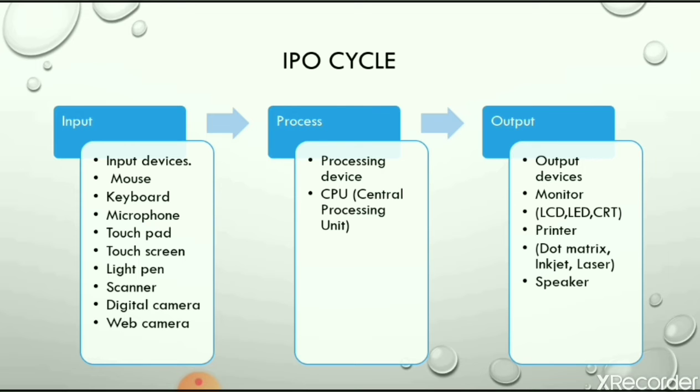There are some examples of input devices such as mouse, keyboard, microphone, touchpad, touch screen, light pen, scanner, digital camera, and web camera. You can see here. Then the second is the processing device, that is the CPU. CPU stands for Central Processing Unit. Now the next is output devices. Output devices are monitor, printer, and speaker.